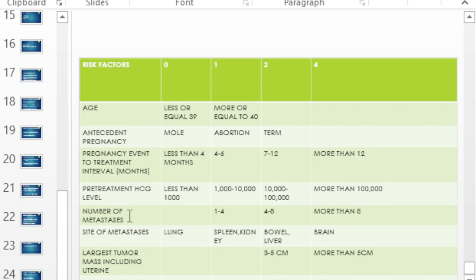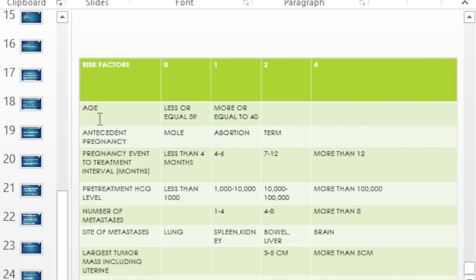These are the parameters that are used for you to decide whether it's low risk or high risk. You look at the age, the antecedent pregnancy, the interval between the pregnancy event and the treatment, the beta HCG at the beginning, the number of mets, the site of the mets, the largest tumor, including the uterus, and the number of failed chemotherapy drugs. Each of them has a score.